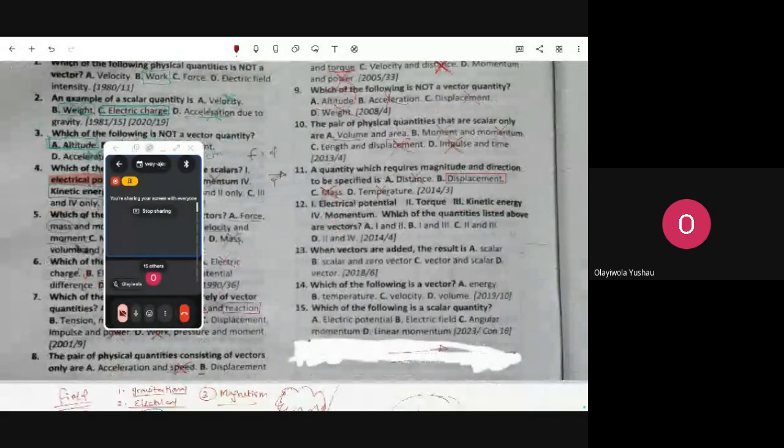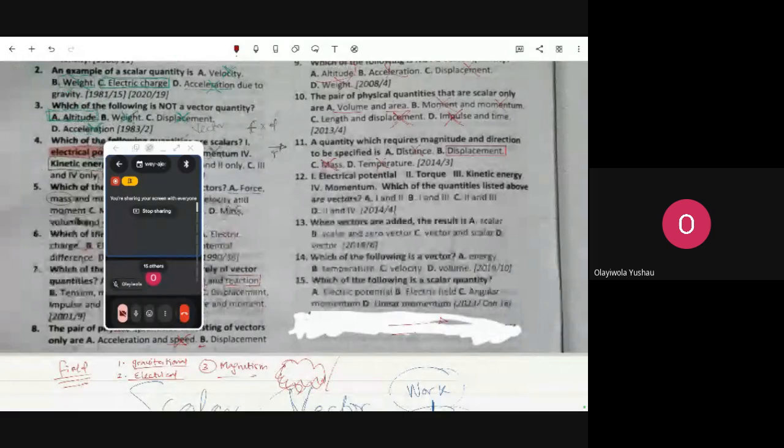Look here. It says a quantity which requires magnitude and direction to be specified, we need those two things to be specified, is a vector quantity. Electric potential, torque, kinetic energy, momentum. Which of the following listed above are vectors? Electric potential, no. Torque, yes. Kinetic energy, no. Momentum, yes. So 2 and 4. Good. Thank you so much.